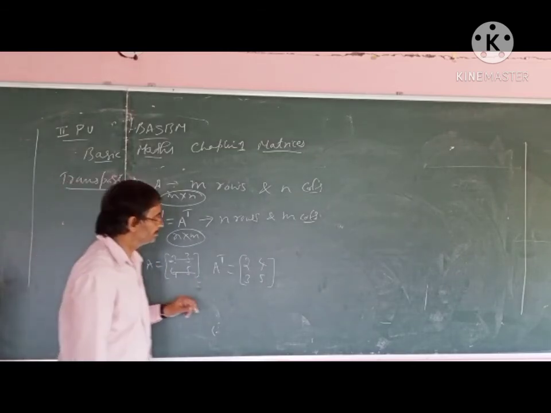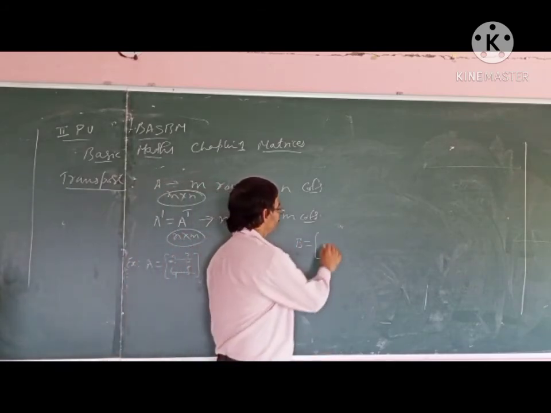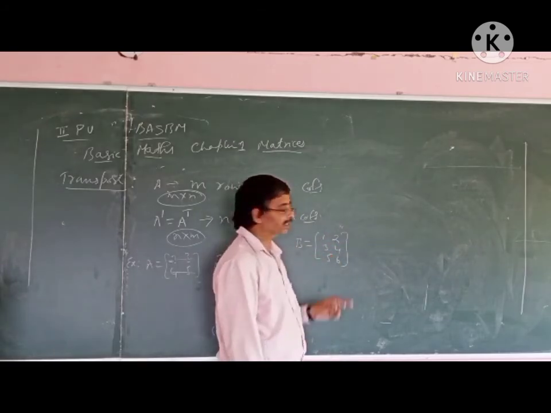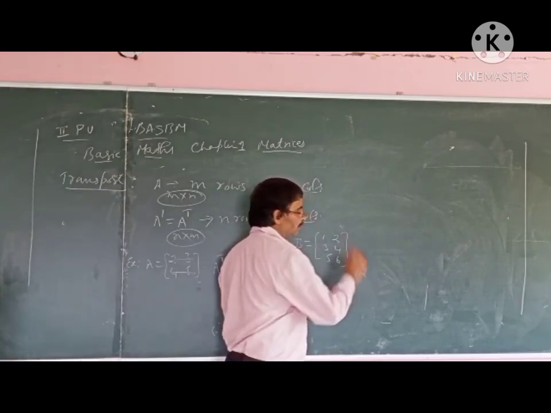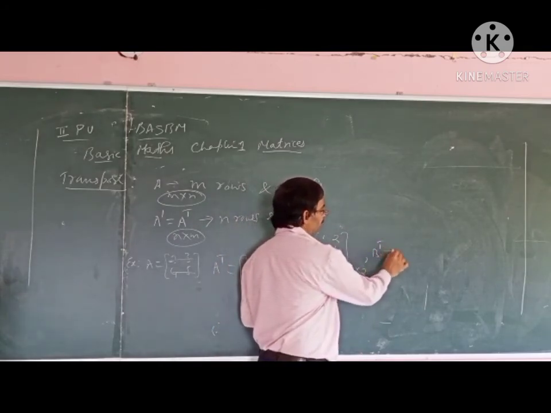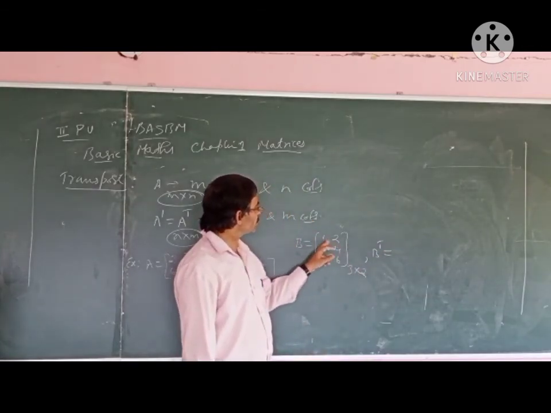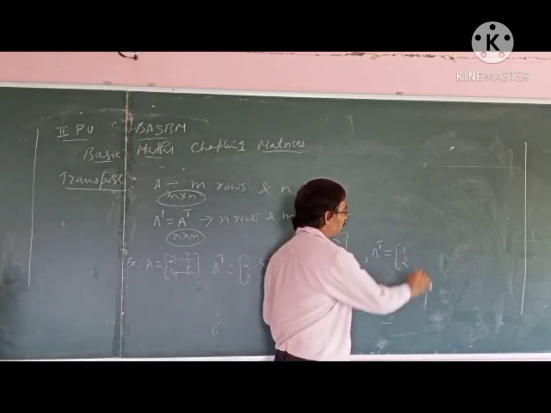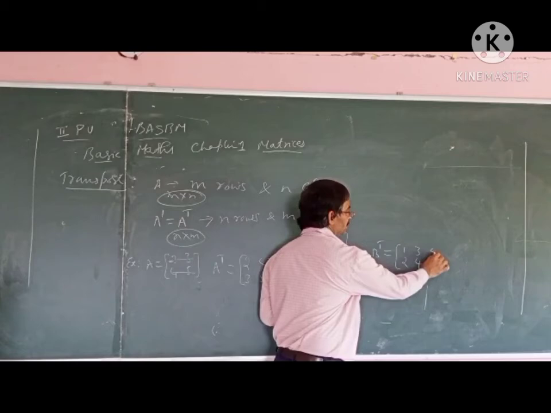B equal to, observe here, 1, 2, 3, 4, 5, 6. So what is its order? Its order is 3 cross 2, 3 rows, 2 columns. Let us transpose this. So B transpose equal to, first row will become first column, so 1, 2. Second row 3, 4, second column. Third row 5, 6, third column. Like this.